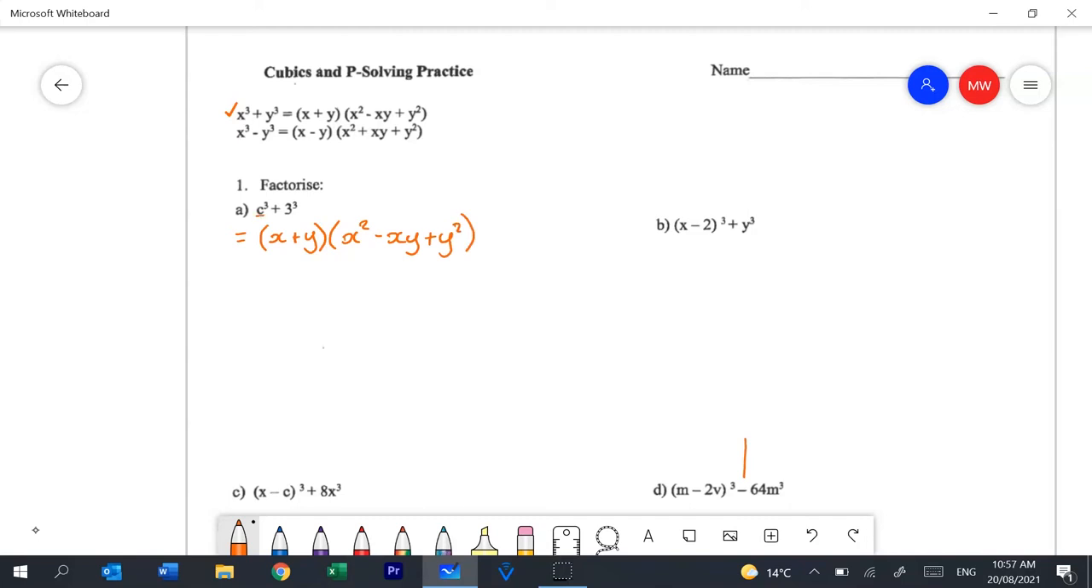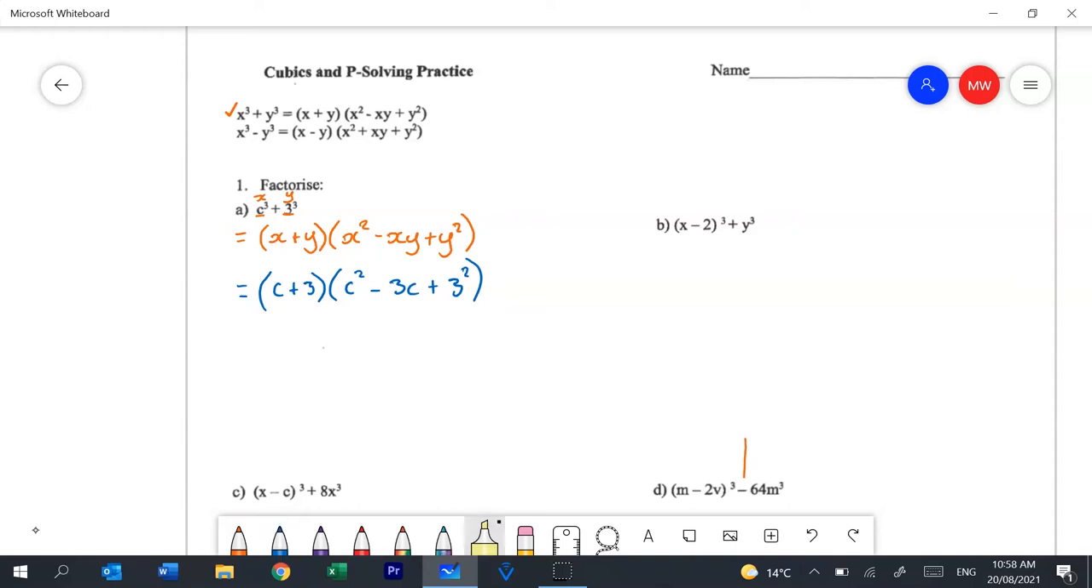This first term will be my x value, and this second term will be my y. So anytime I see an x, I'll replace it with a c, and every time I see a y, I'll change it to a 3. So let's fill it out. We've got c plus 3, and I've got c squared minus 3c's plus 3 squared.